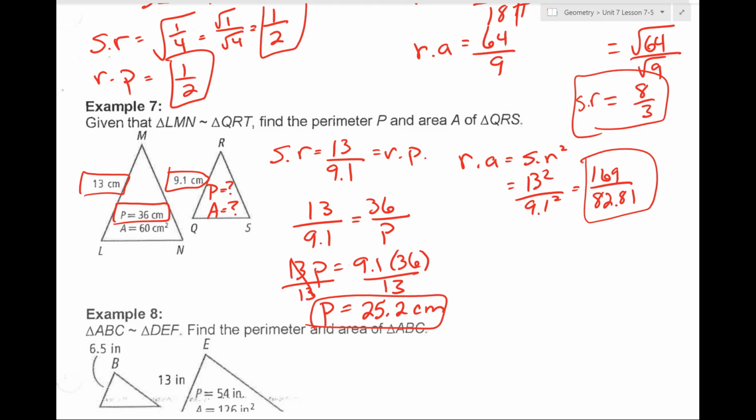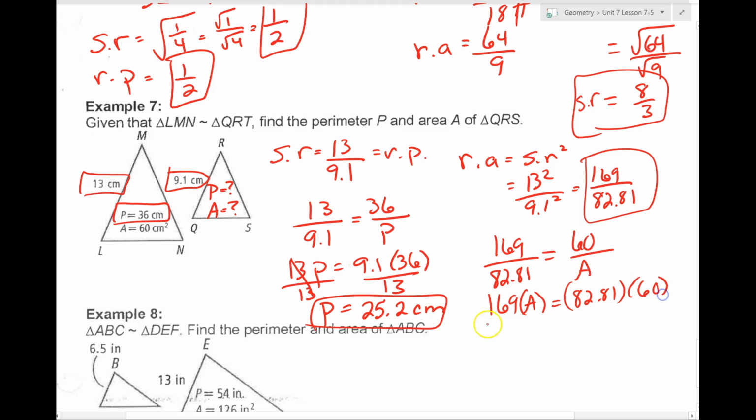Kind of makes sense. So we get 169 is to 82.81 is the same thing as the area of the bigger one, which is 60, to the area of the smaller one. So we cross multiply: 169 times the area of the smaller one equals 82.81 times 60, divide by 169.